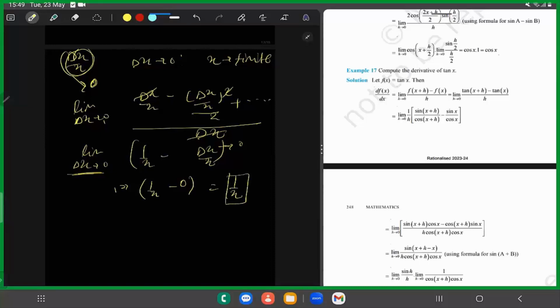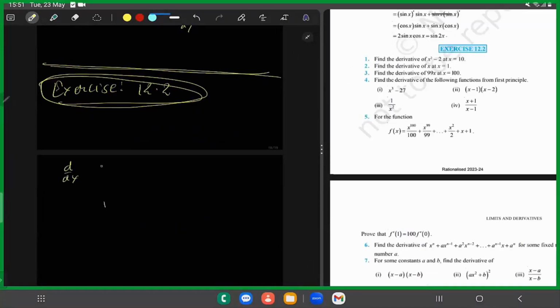So this is the derivation of f dash x equal to 1 by x for log x. This is how the first principle is utilized to find the derivative of the standard formulas. We can apply this principle to any question to find the derivative. Our exercise is basically dy by dx of x square minus 2 at x equal to 10.